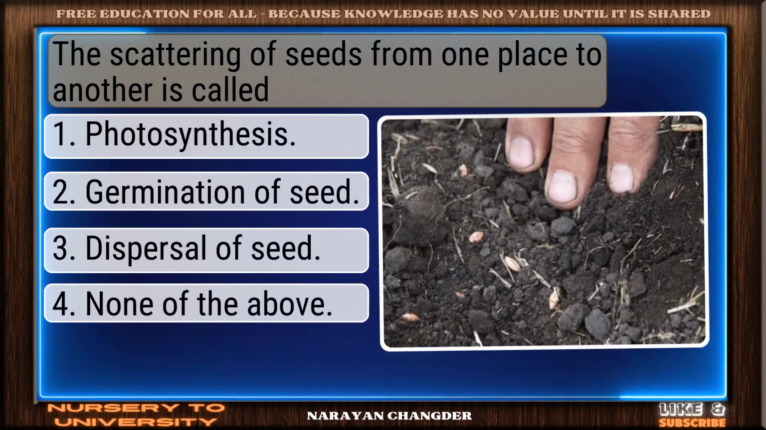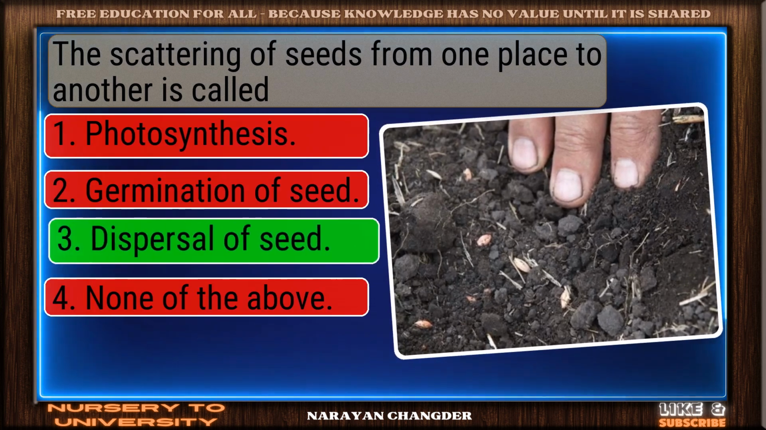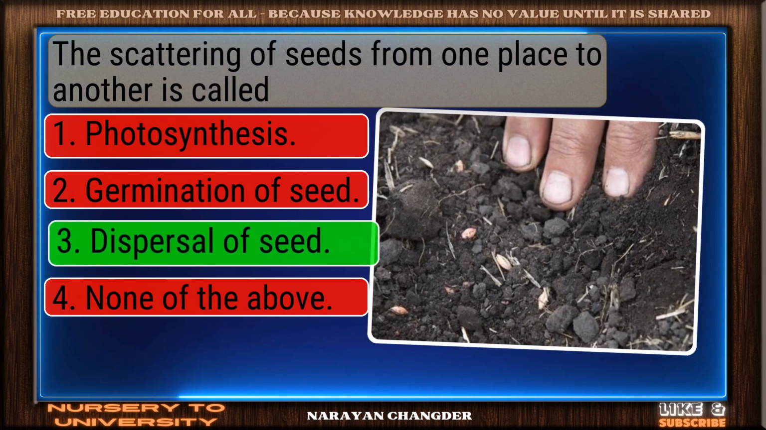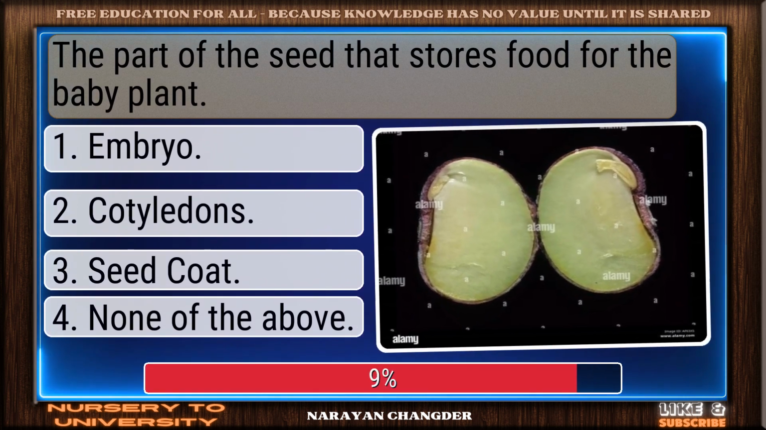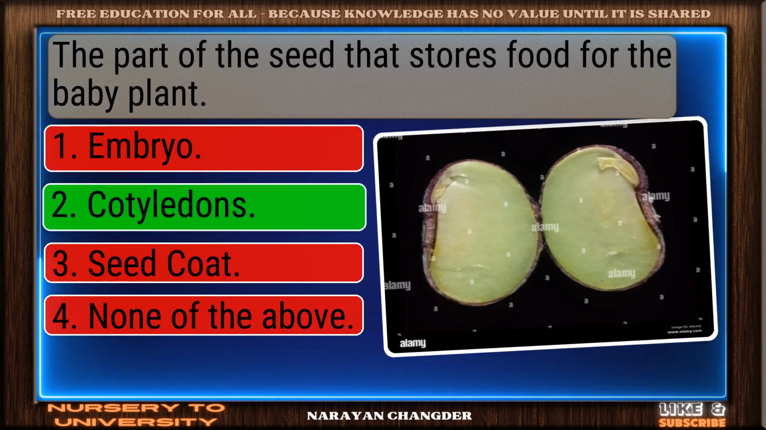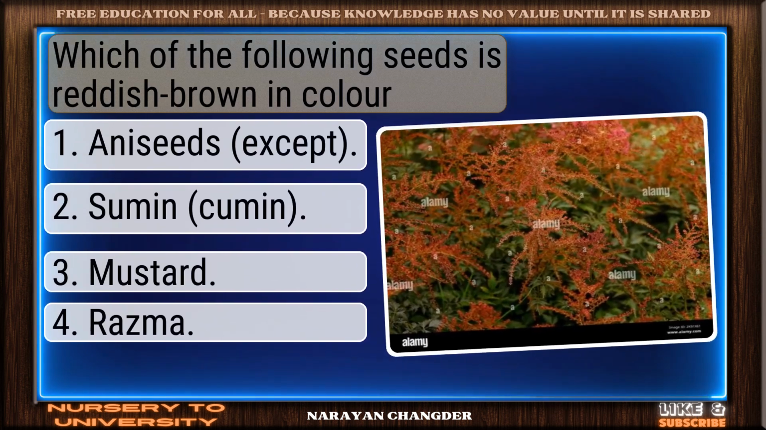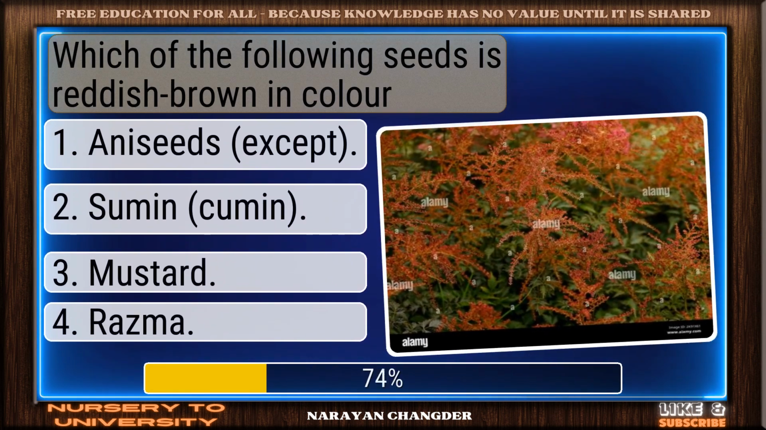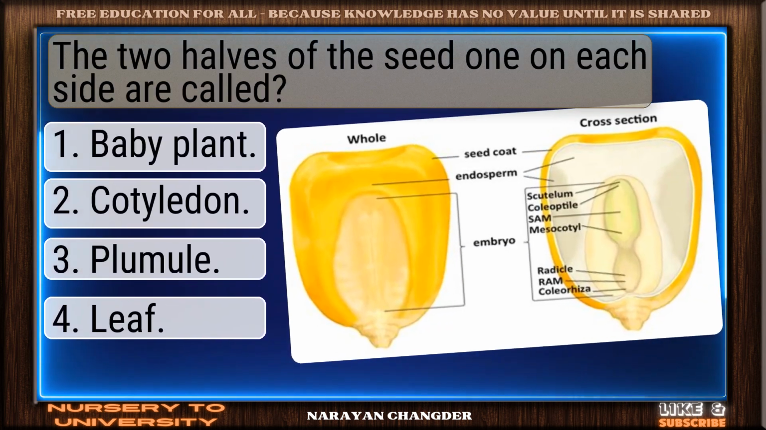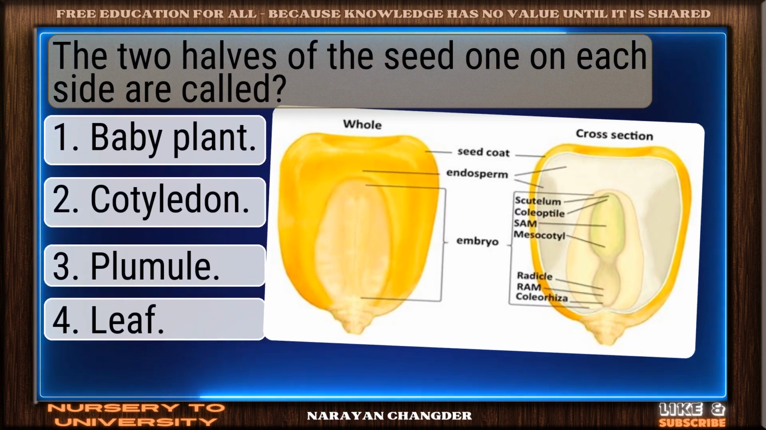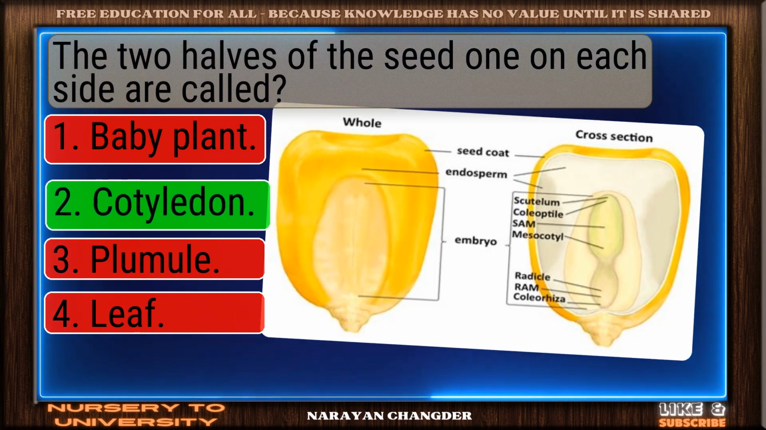The scattering of seeds from one place to another is called. Right choice. Dispersal of seed is the best answer. The part of the seed that stores food for the baby plant. Great job. Cotyledons is the accurate answer. Which of the following seeds is reddish-brown in color? Great thinking. Rajma is the right choice. The two halves of the seed, one on each side, are called. Correct response. Cotyledon is the most accurate answer.